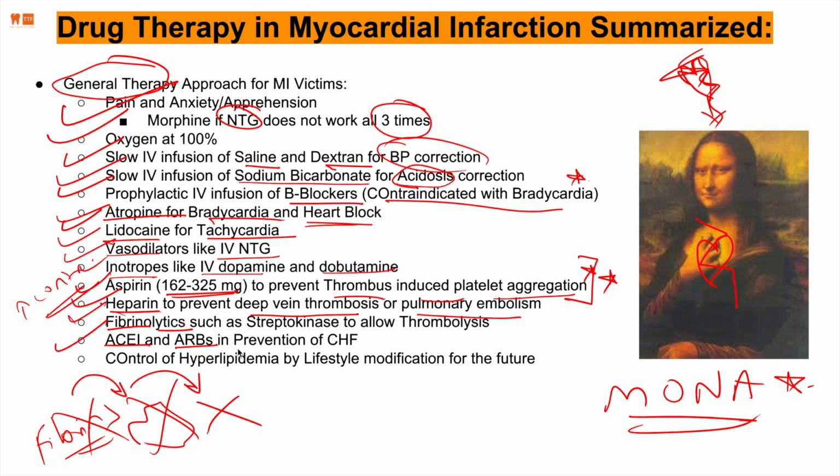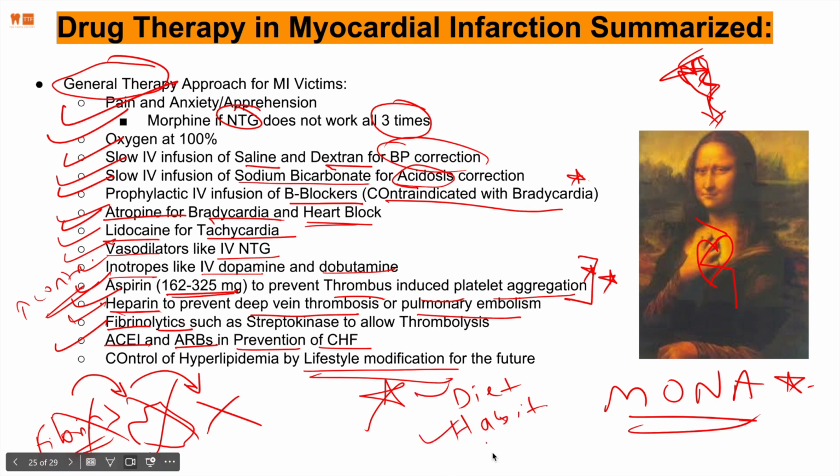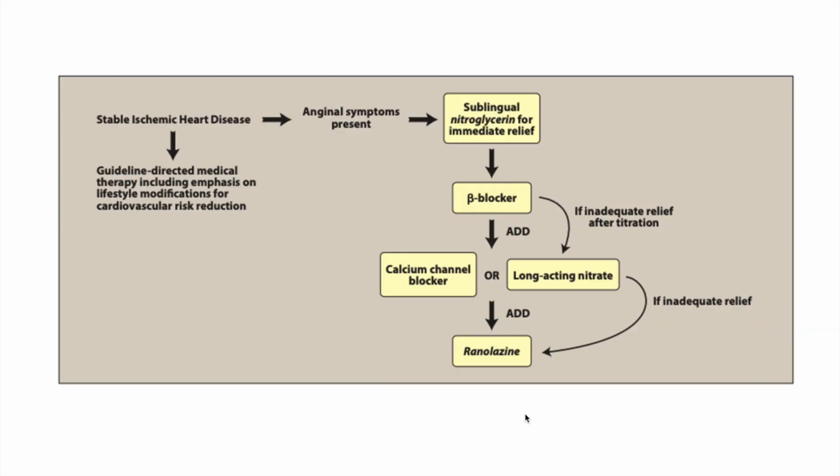Then we have antihypertensive drugs such as the ACEIs and ARBs, which are used in the prevention of congestive heart failure. Control of hyperlipidemia by lifestyle modification, and this is 100% number one. So diet, habits such as alcohol and tobacco, they need to be corrected. Exercise, very, very important. Okay.